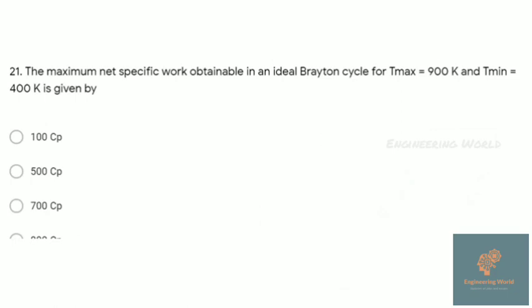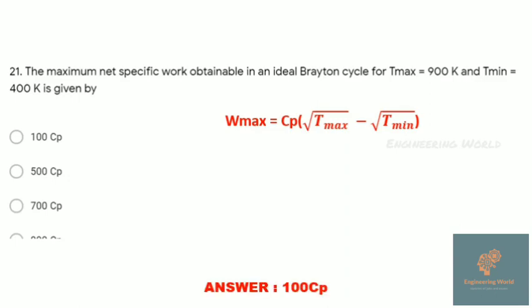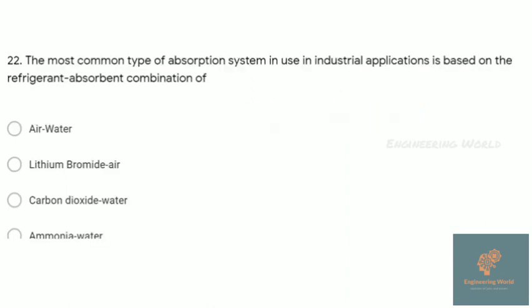Next question. The maximum net specific work obtainable in an ideal Brayton cycle for Tmax equal to 900 Kelvin and Tmin equal to 400 Kelvin is given by. Actually it is a formula based equation. Maximum net work is Cp times root of Tmax minus root of Tmin, squared, and we get 100 Cp.